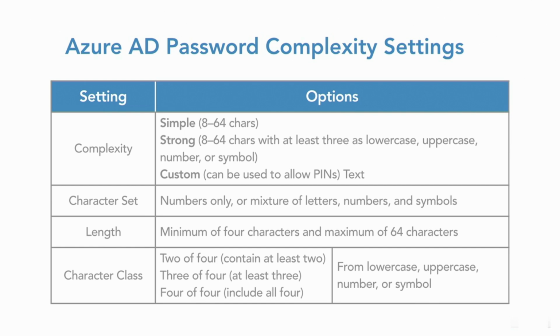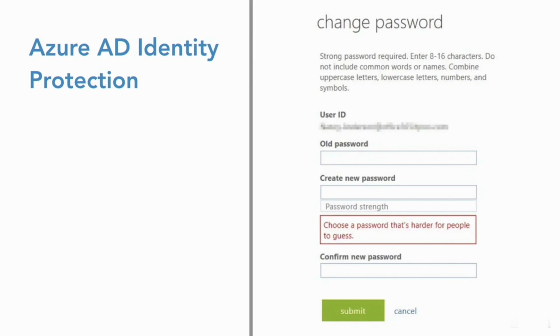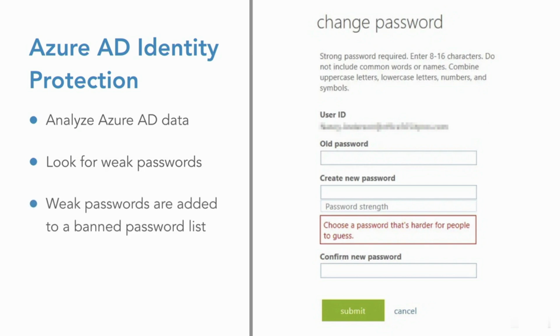Microsoft employ a team of experts within the Azure AD Identity Protection team, which analyze Azure AD telemetry and look for the use of weak passwords. When such passwords are found, they're added to a global banned password list. Whenever a user anywhere in the world tries to set a password, the validation process checks the banned password list and will reject the use of any password that's found on the list. An example of a banned password would be password123.